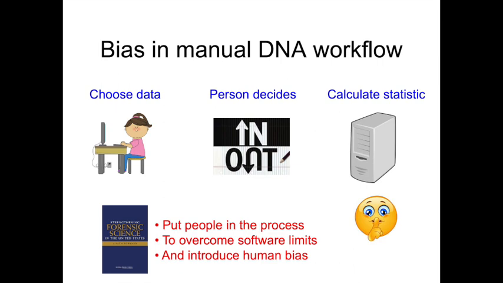Then a person decides, is there an inclusion or not? You've already reached the conclusion on the data that you've chosen, looking at the answer. That's the thresholds method. And then you calculate a statistic. It should be the other way around. It's known that this is a very biased approach and has led to false convictions.